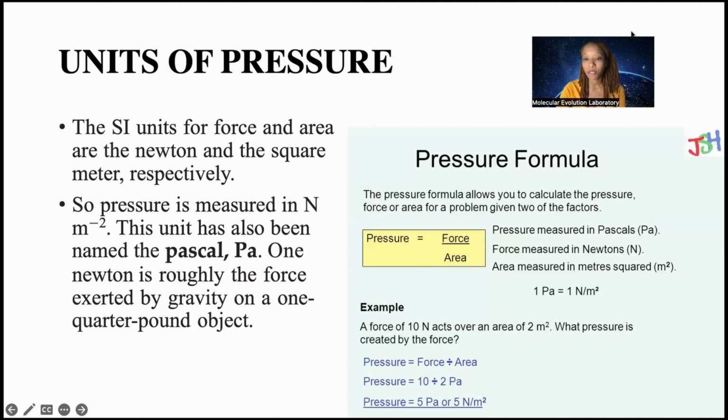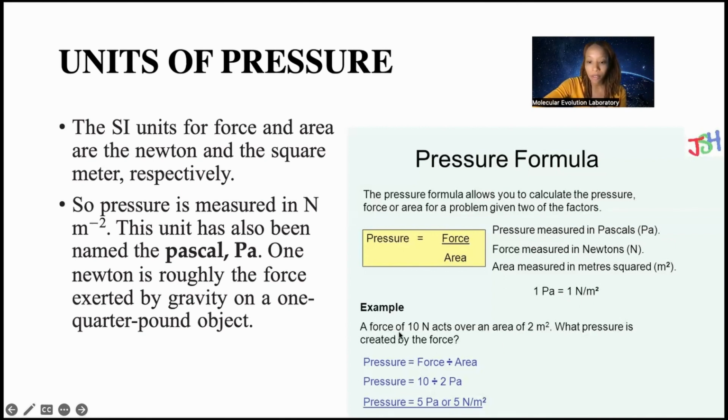So this is the pressure formula. Pressure is force divided by area, F divided by A. F, or force, is measured in Newton. A is the area, measured in meters squared, while pressure is measured in Pascal. So 1 Pascal is 1 Newton per meter squared.